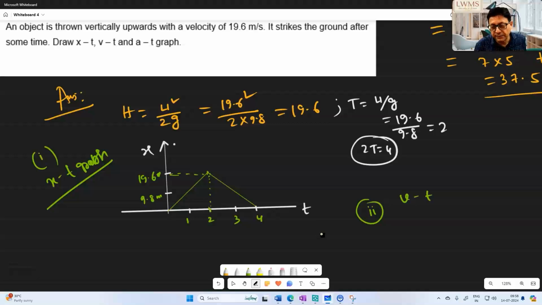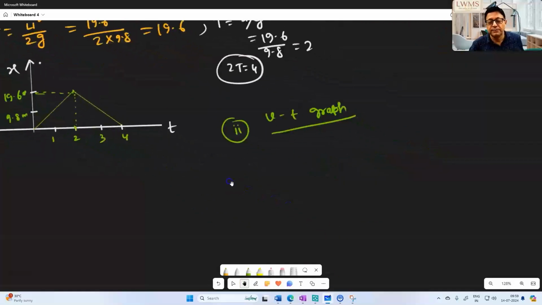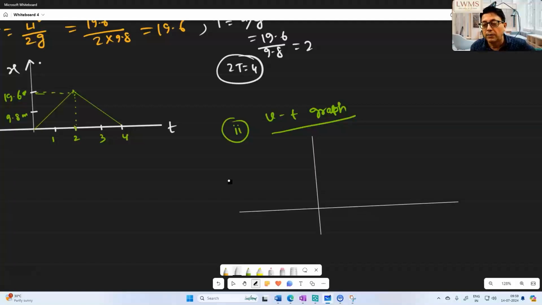Vt graph. How to draw the Vt graph? This Vt graph, what kind of graph do you expect there? This is a projectile thrown upward, but its acceleration is acting downward, g downward.